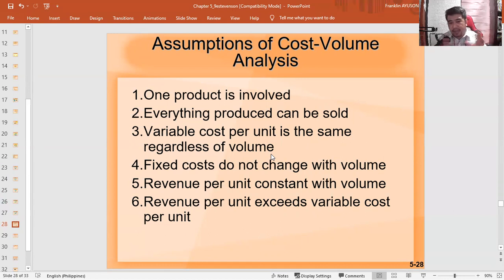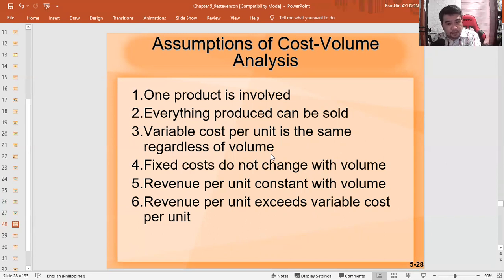Yan. So sabihin, kailangan multiple facets yan. Kasama na din si accounting. Diba? So, with that for consideration, the following are assumptions of the cost volume analysis. Number 1, let us assume that one product is involved.